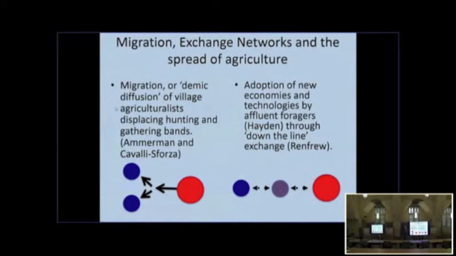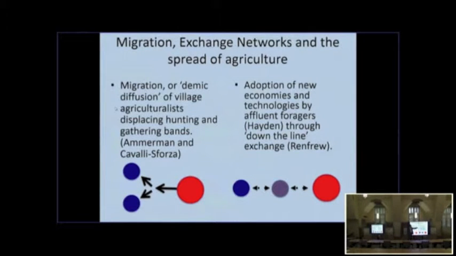That's the point of this, and we're looking at what kinds of networks of exchange were going on. So here's the classic model, Ammerman and Cavalli-Sforza's endemic diffusion model, where you have this big red blob of Neolithic agriculturalists. They move into an area. Their social structures, their political structures, their ethnicity, and their economy are very different and foreign from the existing populations, and so they move them out. These little blue dots of hunters and gatherers move out.